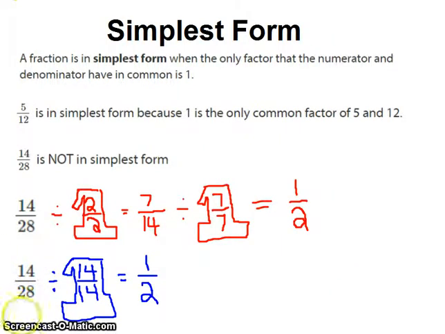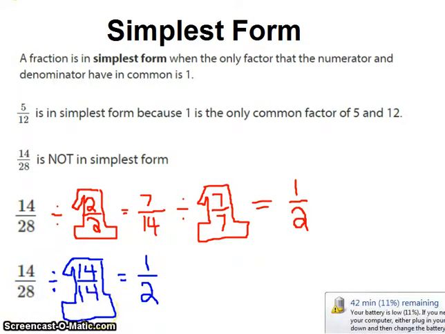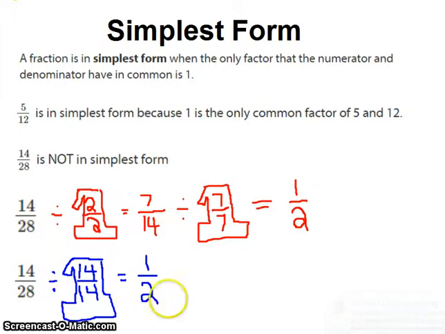Now another way to find the simplest form of 14/28 is to try and find the biggest factor that will divide evenly into both of them. So if you use the biggest factor of 14, you can divide 14 by 14 in the numerator and 28 by 14 in the denominator, and you'll get to 1/2 quicker. Now it doesn't really matter if you divide by 2 and then divide by 7 to get 1/2, or if you just divide by your greatest common factor, 14, first to get your half. Either way, you're going to get the simplest form of 1/2 for 14/28.